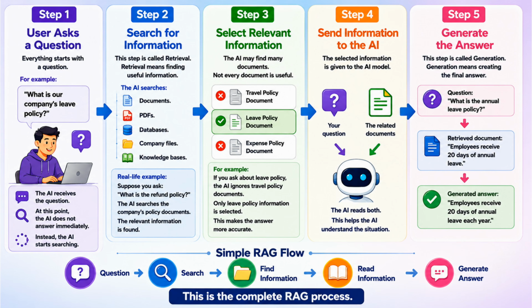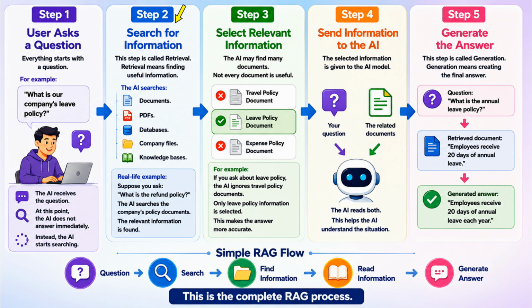Now we will see how RAG works step by step. Step 1. User asks a question. Everything starts with the question. For example, what is our company's leave policy? The AI receives the question. At this point, the AI does not answer immediately. Instead, the AI starts searching.